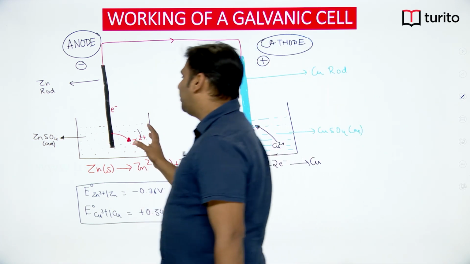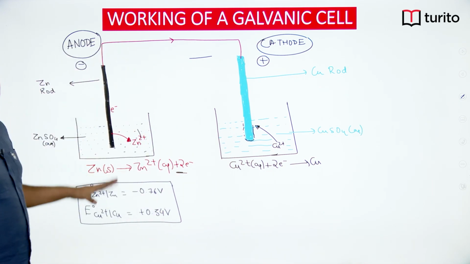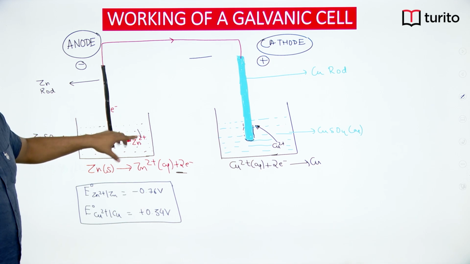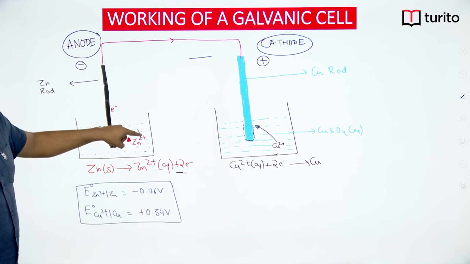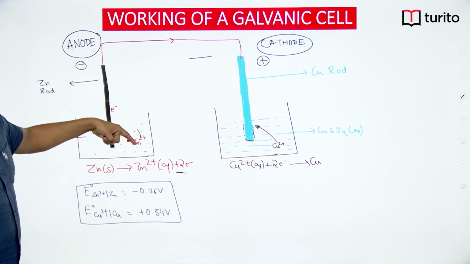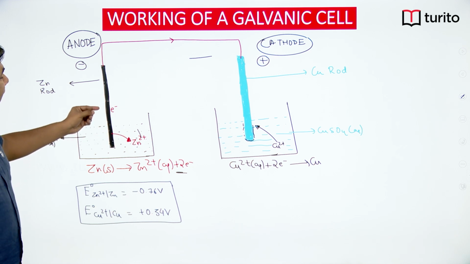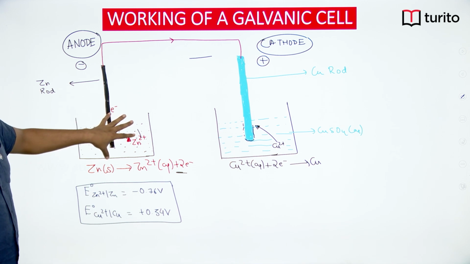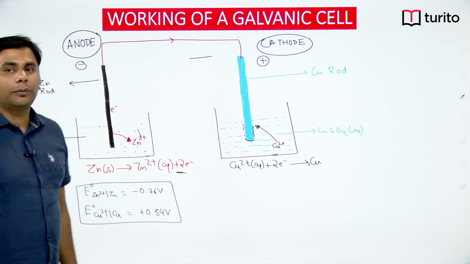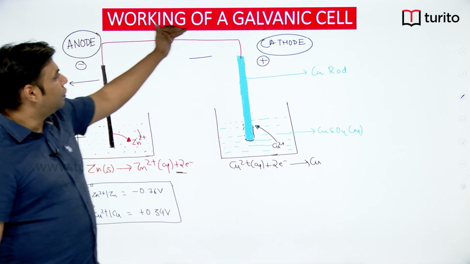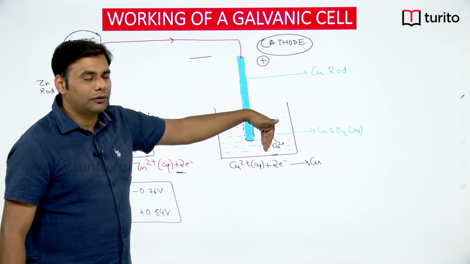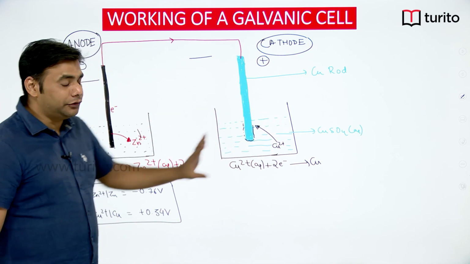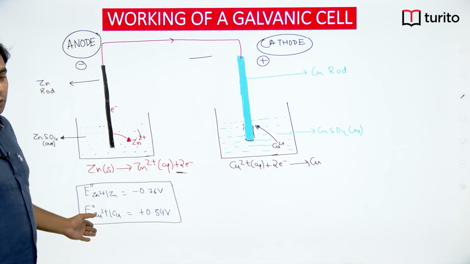So after some time, what happens is there is a lot of zinc 2 plus that is developed in this solution. This stops the further oxidation because there is already excess positive charge in the solution. Any zinc which oxidizes into zinc 2 plus cannot enter into the solution as there is already excess positive charge in the solution. So oxidation stops. Now this electron goes in the cathodic half. This electron is taken up by the copper 2 plus in the solution because the reduction potential of copper 2 plus is positive.